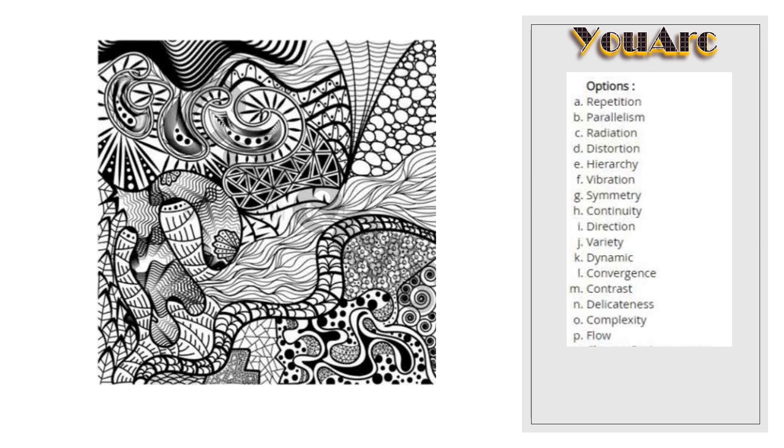So let's solve some example questions which are very similar to our NATA questions. Let's find four important principles which apply to this particular composition. Repetition, yes, according to me, repetition is there. Can we see all these things are getting repeated here? Circle is repeated. So many things are getting repeated. So repetition is there. Parallelism, no.